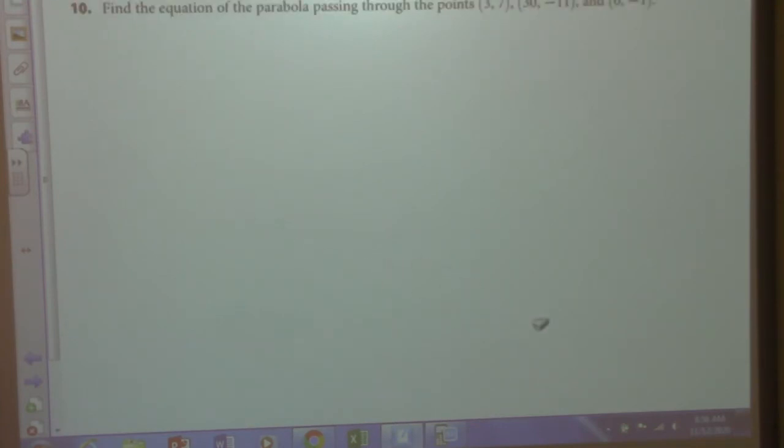Okay, problem 10. Find the equation of a parabola passing through the points (3, 7), (30, -11), and (0, -1). So just look at that. What do you think about this problem here? I think I know how to do it. I think it's cute.